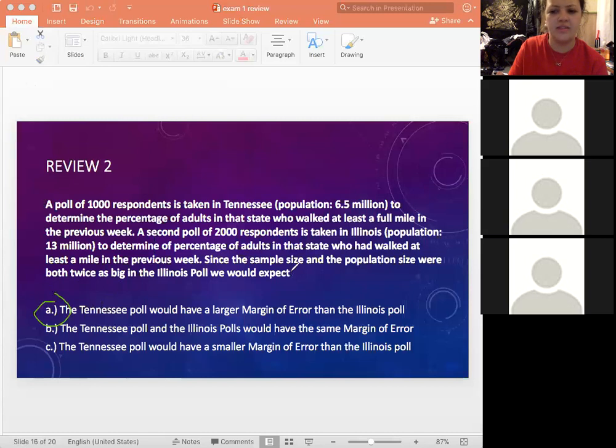This is basically the opposite of what it said. So Tennessee had a smaller population, so that means it's going to have a larger margin of error. The Illinois poll had a larger population, so that's going to have a smaller margin of error. So that's why A is correct. The Tennessee poll would have a larger margin of error than the Illinois poll, because it has a smaller population. Does that make sense to everybody?